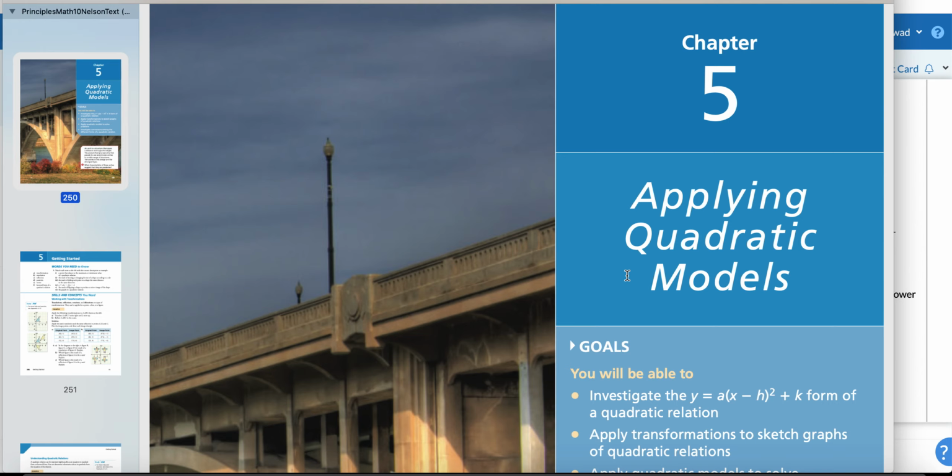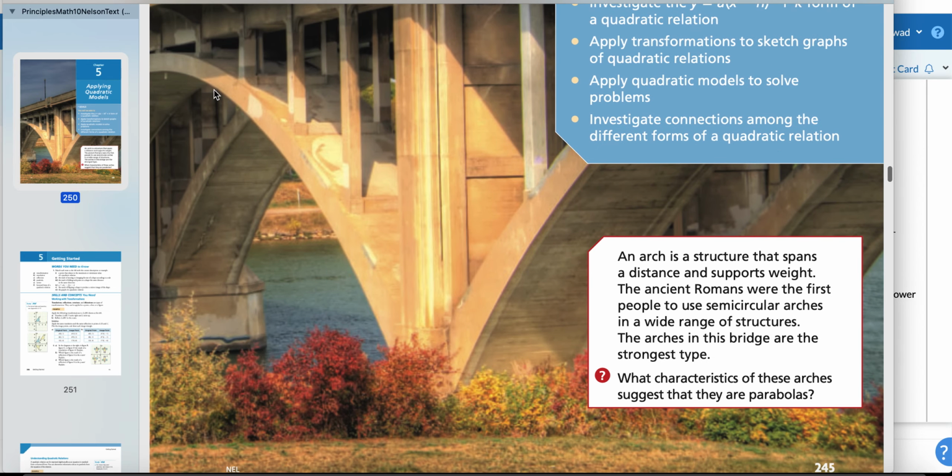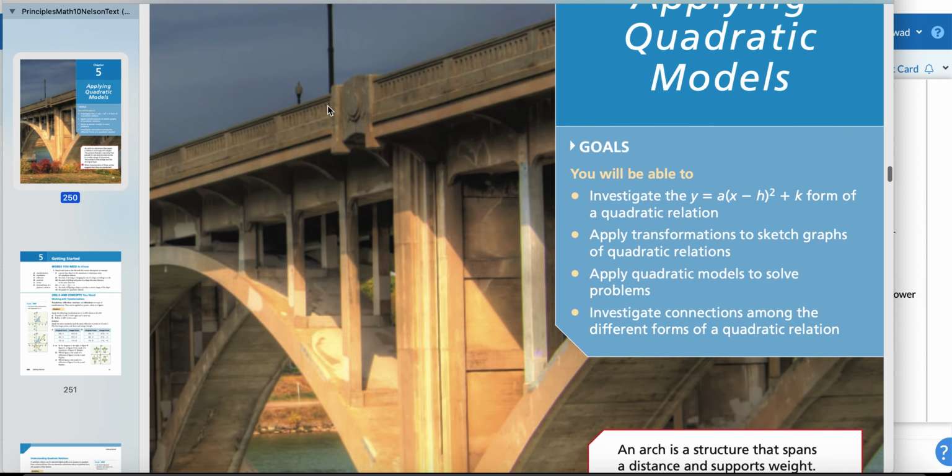This is lesson 1 in the series. We're going to start chapter 5, applying quadratic models. In general, in this chapter, we're going to look at some shapes or structures that we'll find all over the place and try to model them using a quadratic relation. But to do so, we're going to learn some equations and relations first.